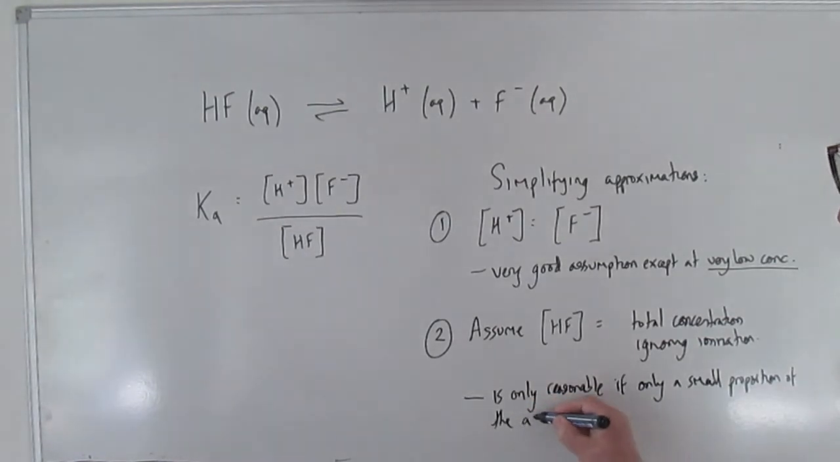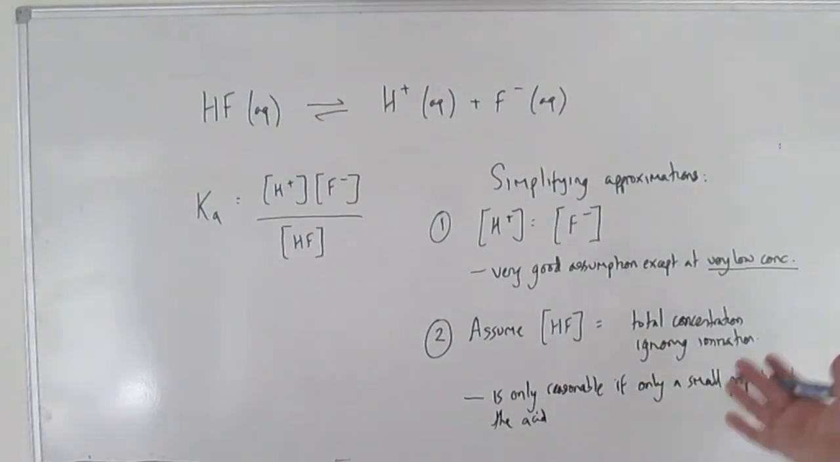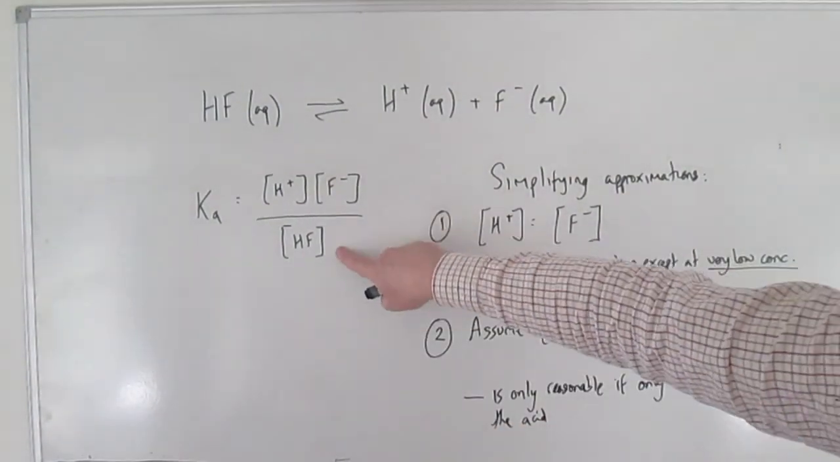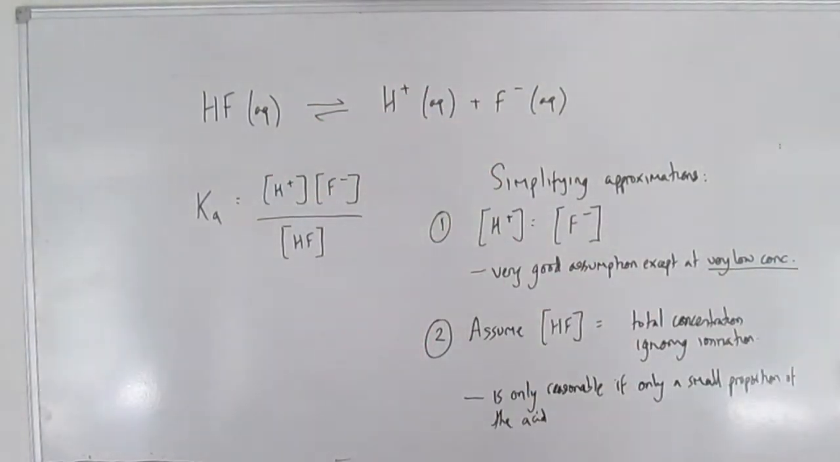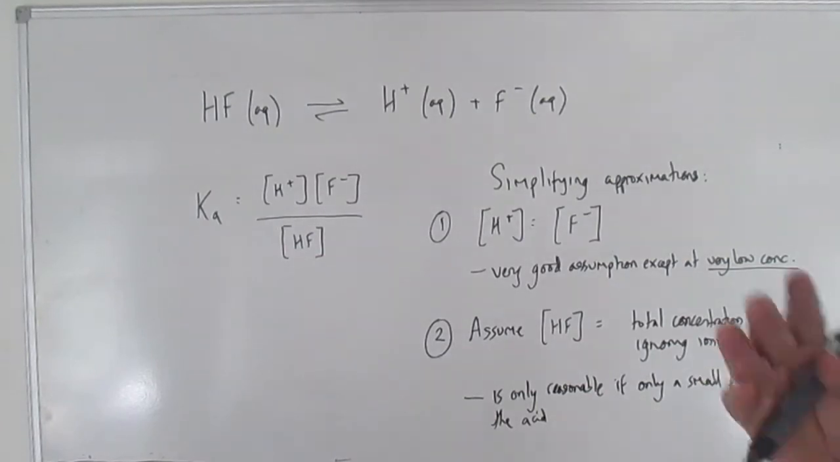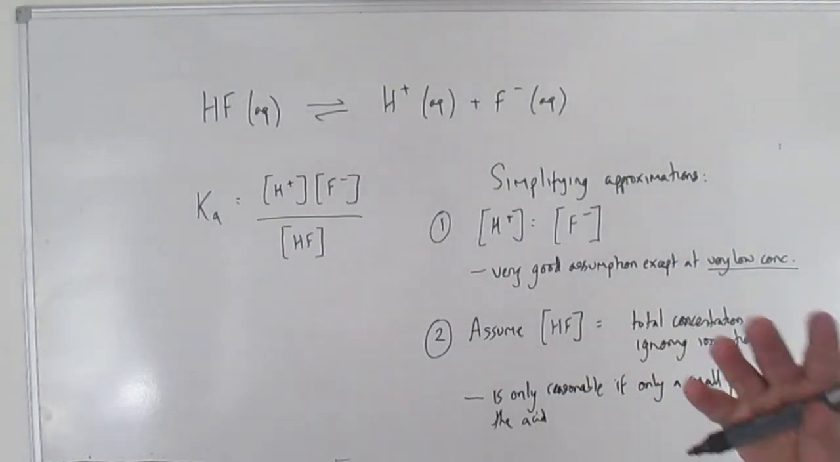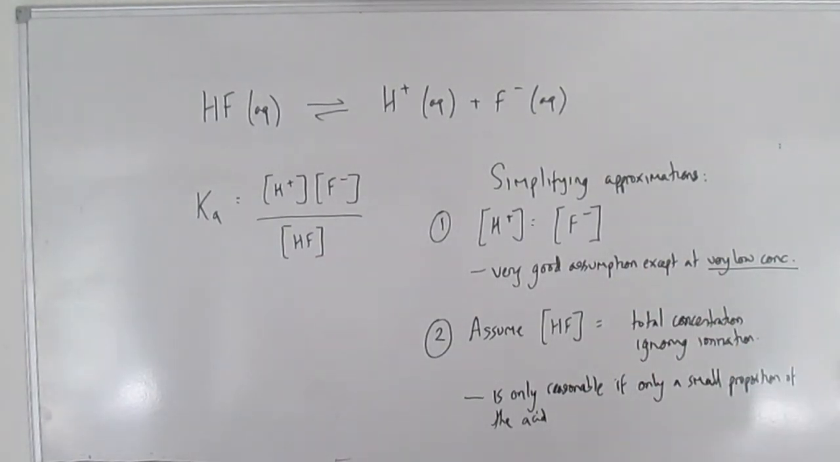And you can't really put a number on that because it depends how accurate you're wanting to be, but obviously, you know, if 30% of your acid was ionized, so that you were assuming this was 1 molar when it was really only 0.7, that's making big errors. So we're talking about, you know, certainly less than 10%, and hopefully a lot less than that, you know, ideally less than sort of 1 or 2%. So this is only reasonable if only a small proportion of the acid is ionized.